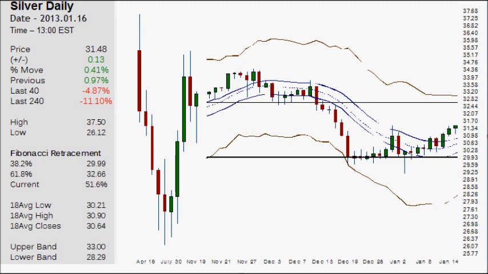Hello, today is the 16th day of January 2013, and it's a Wednesday. Let's take a look at silver on four different time frames: the daily, pretty much the weekly, the monthly, and the 5-month time frames. These charts are a little bit different.